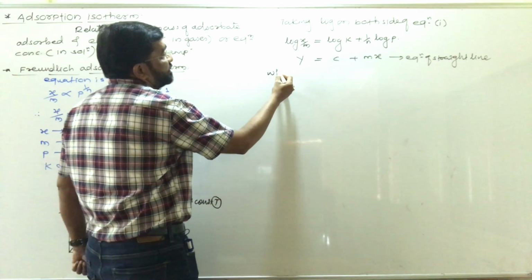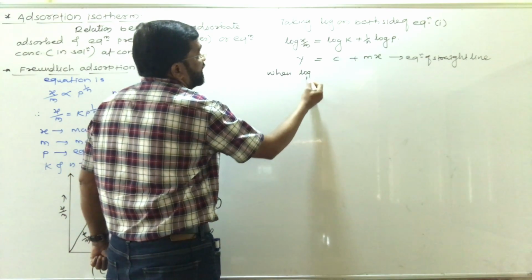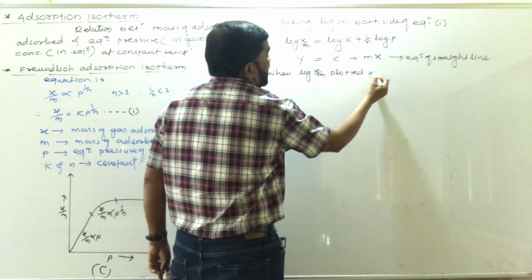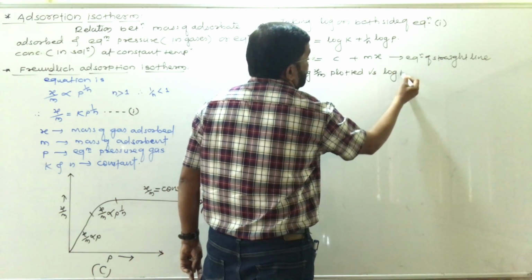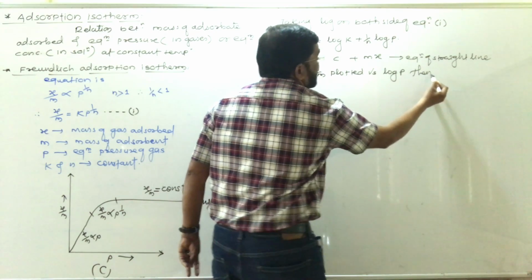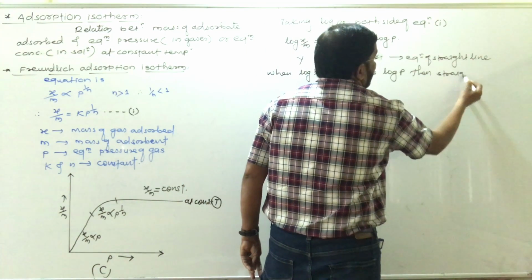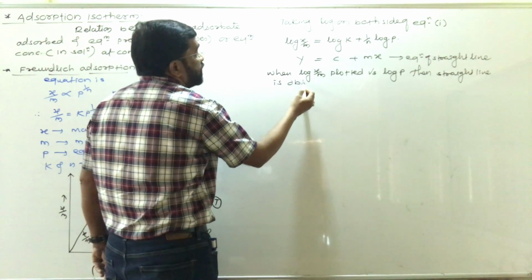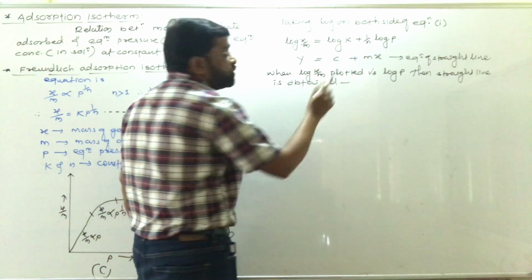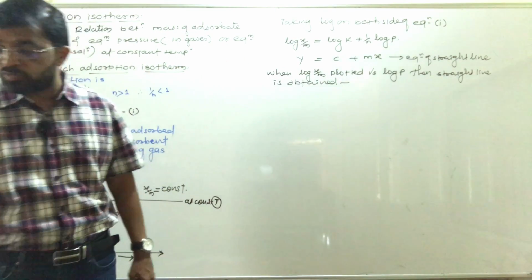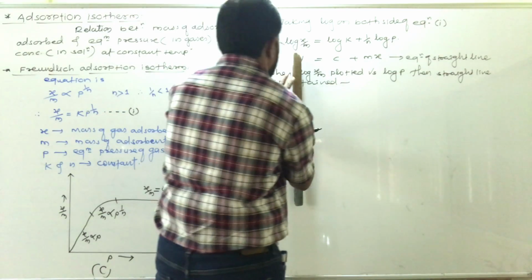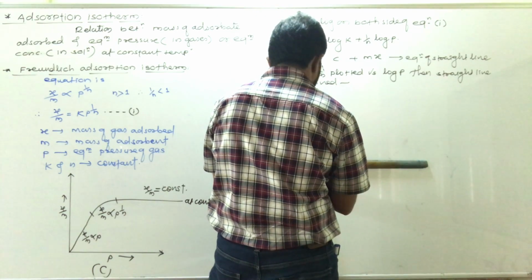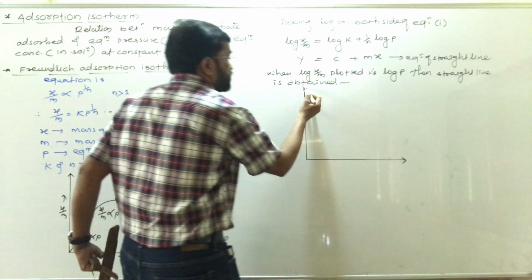That is, when log x by m is plotted versus log p, then a straight line is obtained which does not pass through origin. Here, see, this is nothing but another graphical representation of the Freundlich adsorption isotherm.